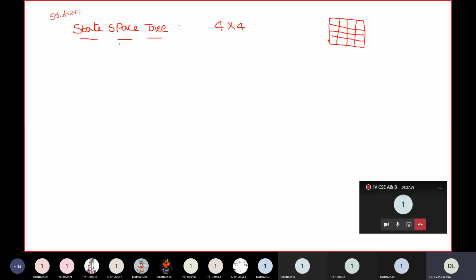Here the state space tree satisfies some of the constraints but not all the implicit and explicit constraints. It satisfies only explicit constraints. By applying implicit constraints on this state space tree we will get the solution space tree. So first, to draw the state space tree, what are the explicit constraints? Only row and column: the same queen is allowed to be placed in the same row and the same column.